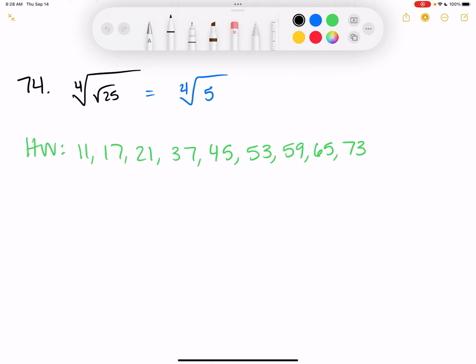Alright, so the next ones that we needed to do said to perform the indicated operations, assume all variables represent positive real numbers. So 78, we have 4 times the square root of 18k minus the square root of 72k plus the square root of 50k.